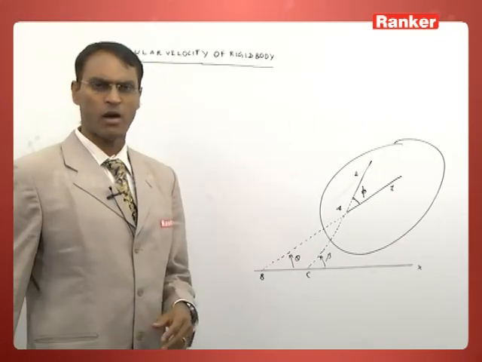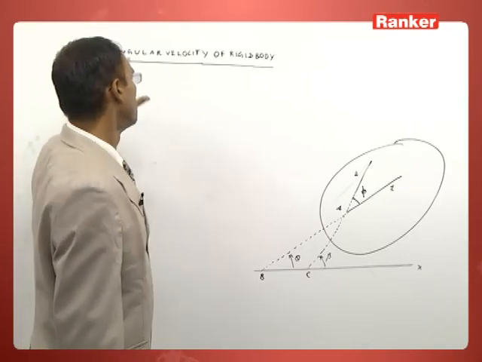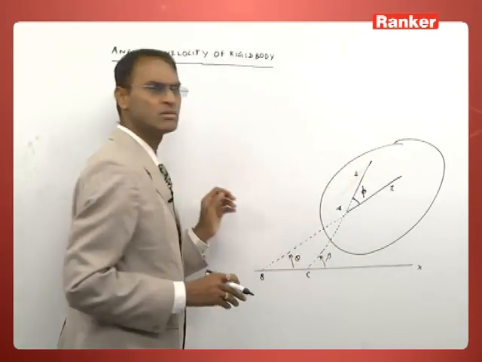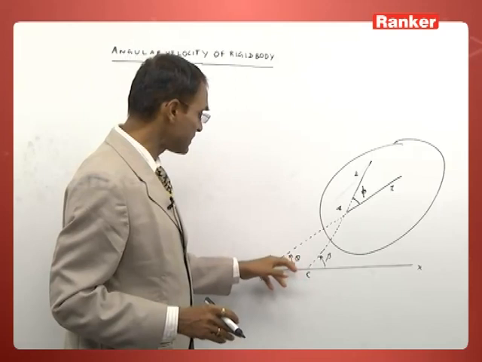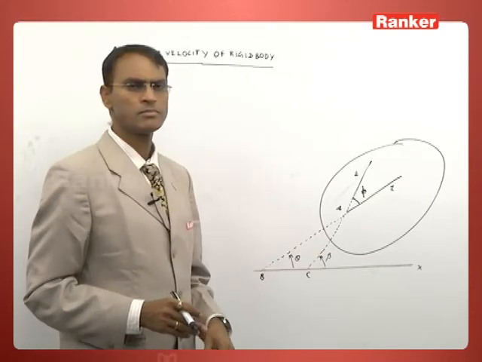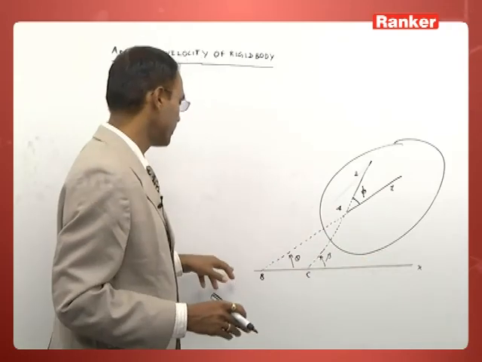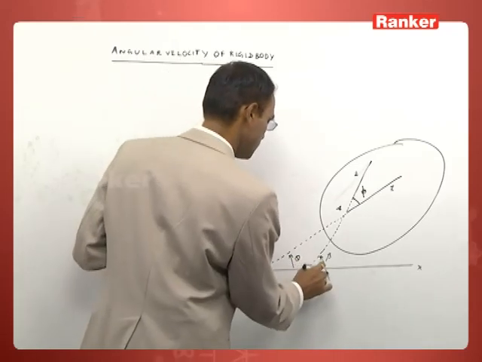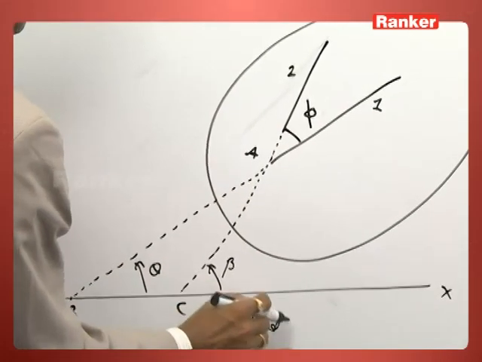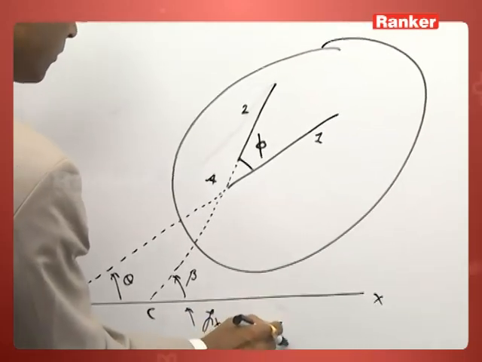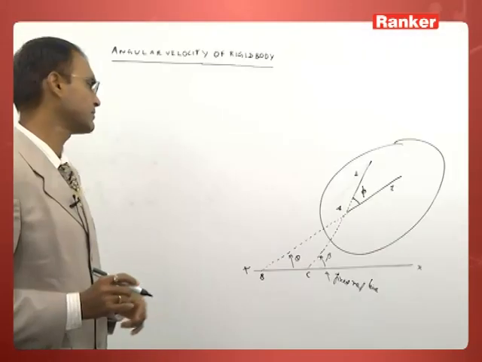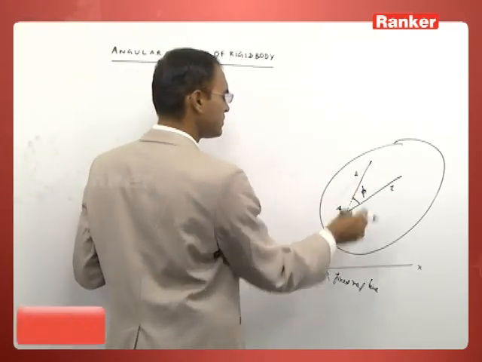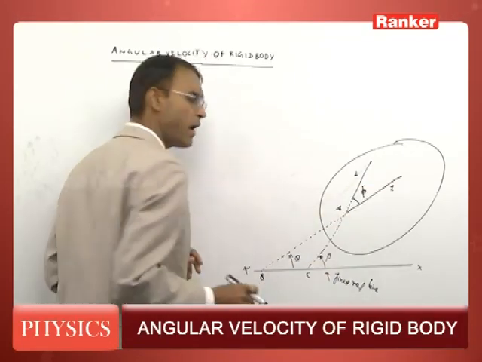the angular velocity of the rigid body. To calculate that, let us take two straight lines 1 and 2. Let them make angles theta and beta with respect to this fixed reference line x and x dash. Let us assume that the angle between these two straight lines is phi.